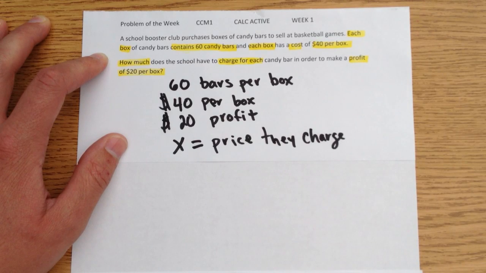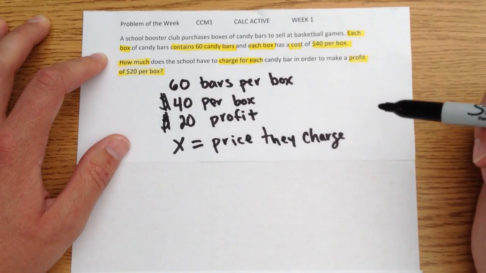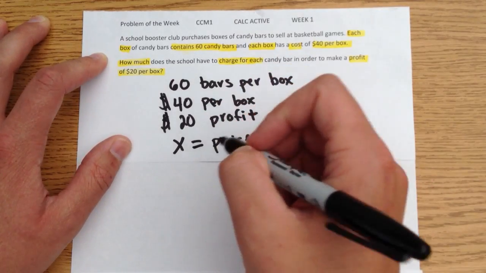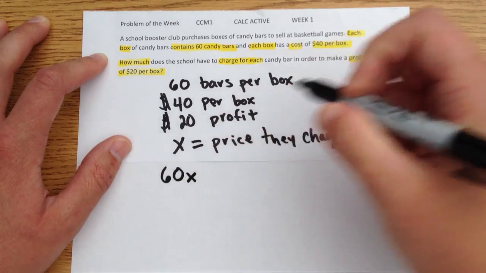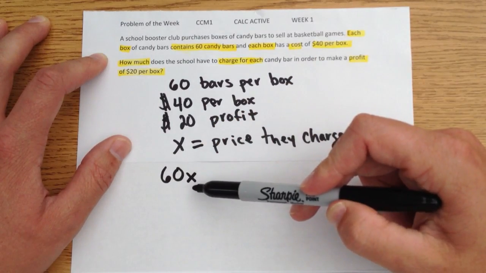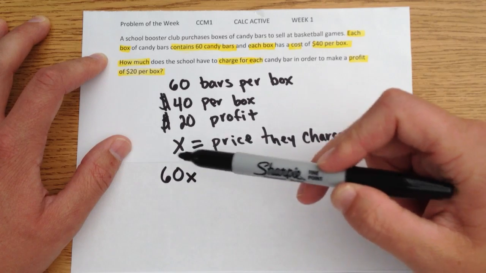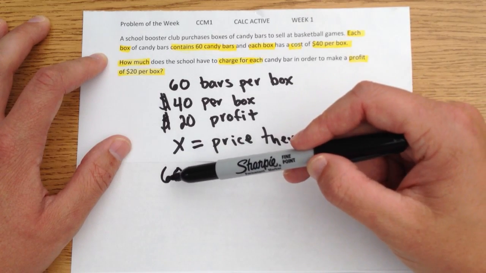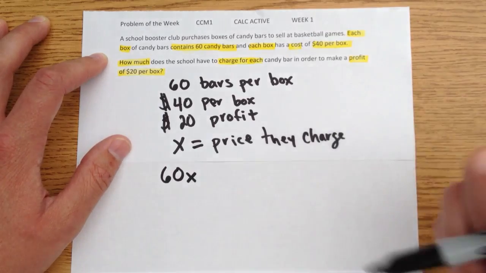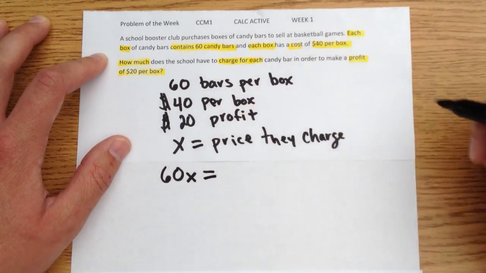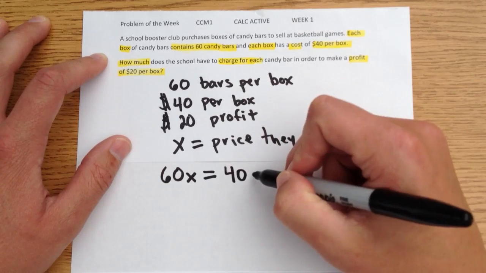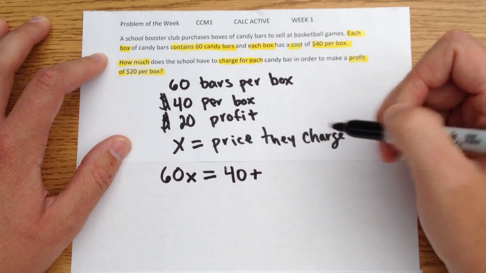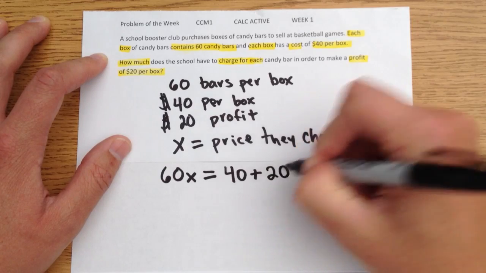So when I look at this equation, I need to say, okay, I have 60 bars in a box, and I want to sell those for a certain amount. So I'm going to say 60x. That's how much I'm going to earn when I sell the whole box. If I sell the whole box, it's 60 times whatever price I sell it for. That needs to be equal to the amount we paid for the box, which is 40, plus the amount of profit I want to get, and I want to earn $20 of profit.